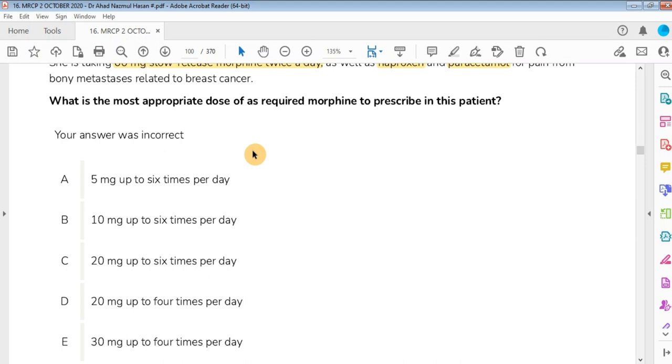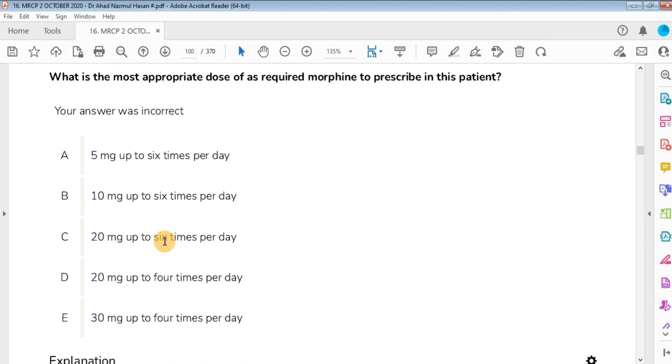Okay, next one. What is the most appropriate dose of as-required morphine to prescribe in this patient? 5 mg up to 6 times per day, 10 mg up to 6 times per day, 20 mg up to 6 times per day, 20 mg up to 4 times per day, 30 mg up to 4 times per day.